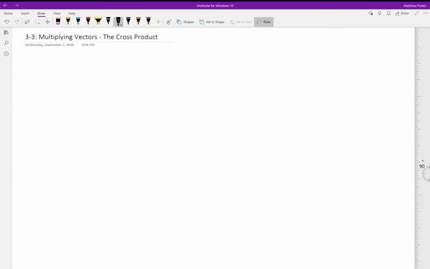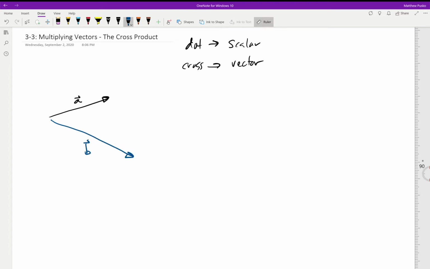Alright, let's take a look at another way to multiply vectors. We saw the dot product. The dot product, if you remember, gives us back a scalar answer, or scalar quantity. The cross product, however, is going to give us back a vector. And we would say if we had some vector A and some vector B, that the cross product gives us a vector perpendicular to both of those.